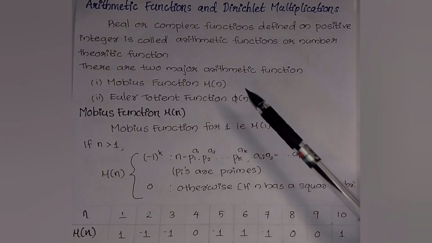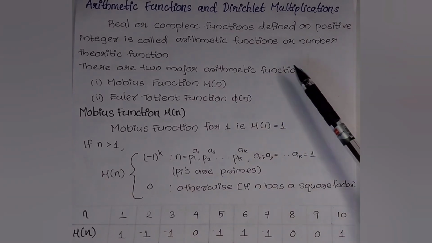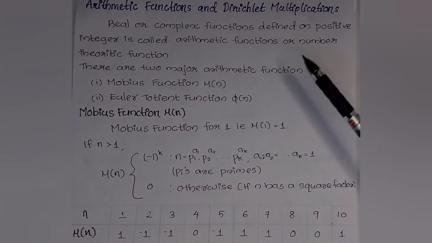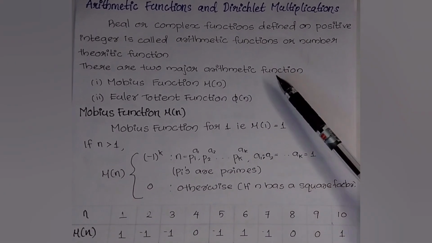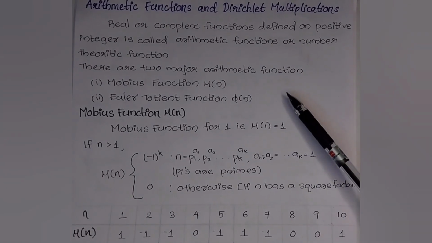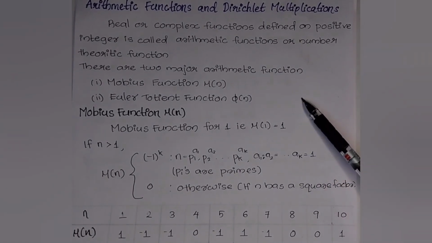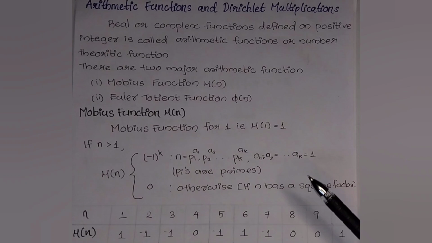Then there are two major arithmetic functions. The first one is the Mobius function, which is denoted by mu of n, and the second one is the Euler Totient function, which is denoted by phi of n. Then what is the Mobius function mu of n?